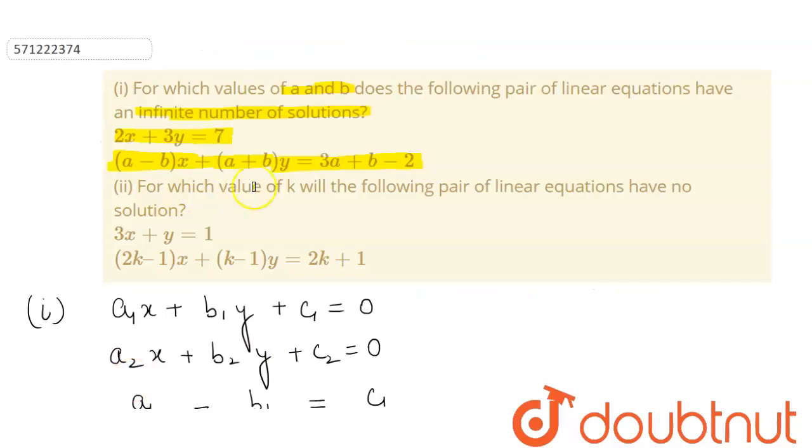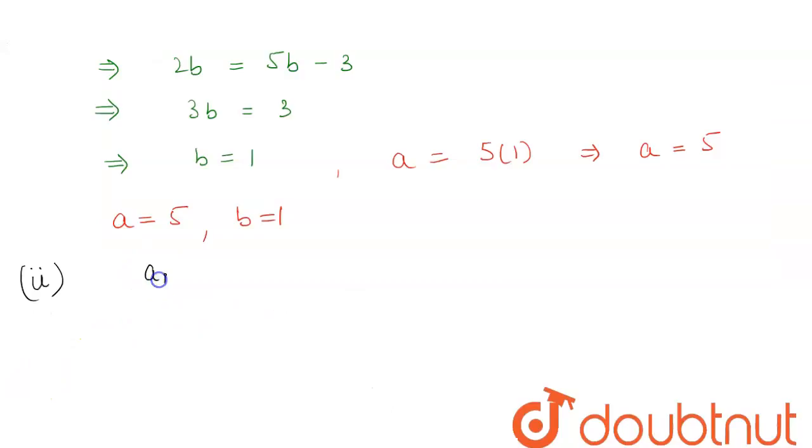Now our second part is, for what value of k will the following pair of linear equations have no solution? Our equations are 3x plus y is equal to 1 and (2k minus 1) into x plus (k minus 1) into y is equal to 2k plus 1. So for two equations to have no solution, a1 upon a2 should be equal to b1 upon b2, but it should not be equal to c1 upon c2.